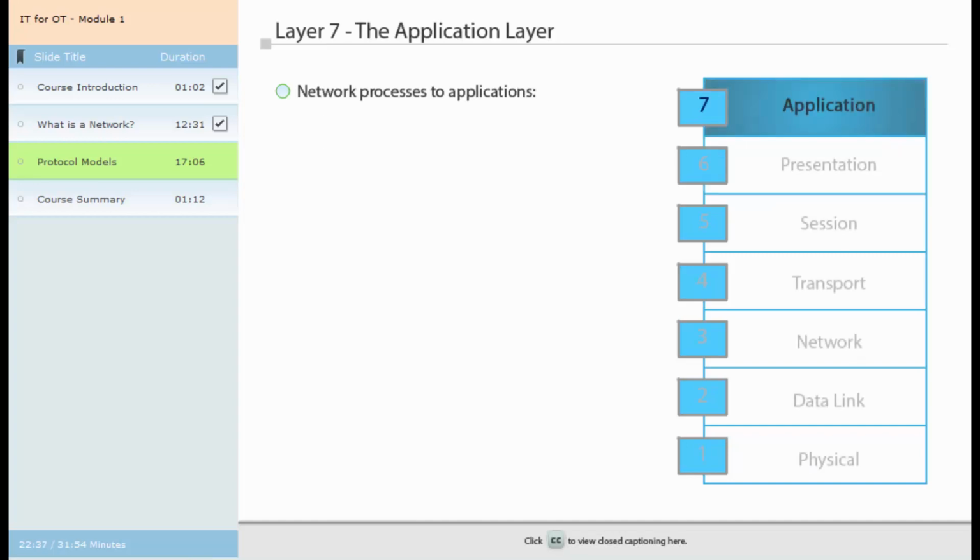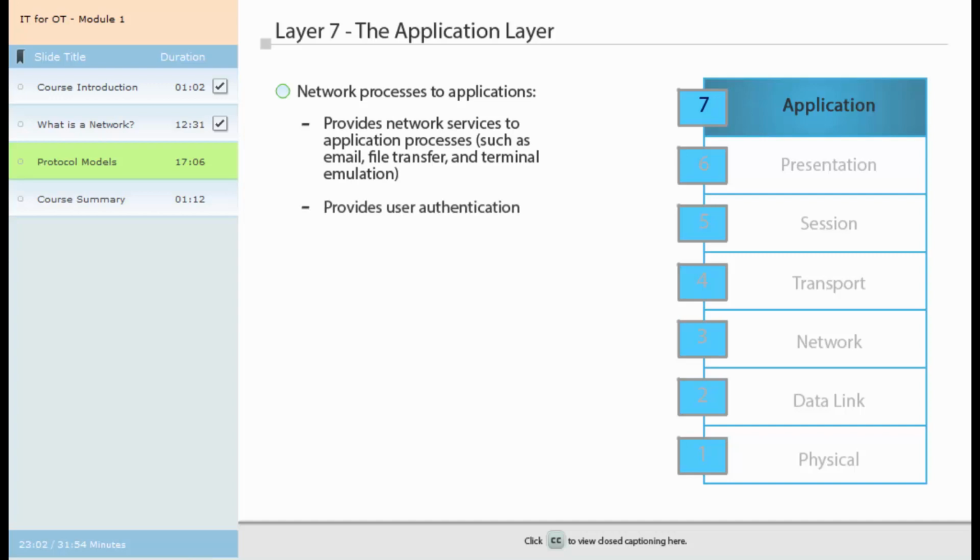Layer 7. The application layer is the OSI layer that is closest to the user. This layer provides network services to the applications of the user, such as email, file transfer, and terminal emulation. The application layer differs from the other layers in that this layer does not provide services to any other OSI layer. The application layer provides services only to applications outside the OSI model.